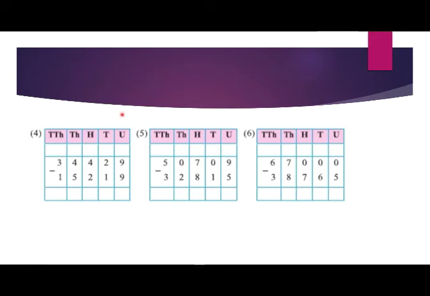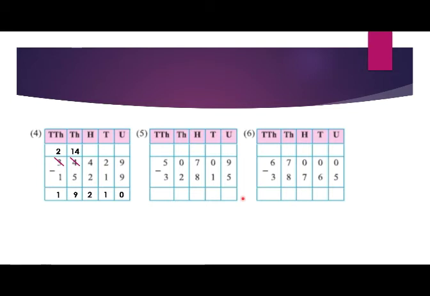Okay, fourth sum. 9 minus 9, 0. 2 minus 1, 1. Very easy. No need to borrow. 4 minus 2, 2. 4 minus 5. No. We cannot subtract. We'll have to borrow. So I'll cut down this 3. As I said, reduce it by 1, 2. And now I will cut down this 4. I'll make it 14. And now I will subtract. And answer is 9. 2 minus 1, 1.